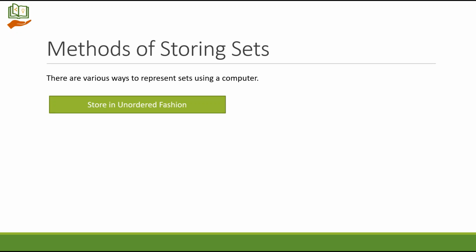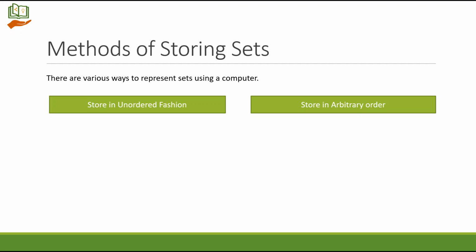One way is to store in an unordered fashion. Usually set elements are not ordered. So if you have a set with elements 1, 3 and 5, it can be in any order. It can be accessed as 1, 3, 5, or as 3, 1, 5, 3, 5, 1 or 5, 1, 3, 5, 3, 1, in any order. The other way to store sets will be to store in arbitrary order.